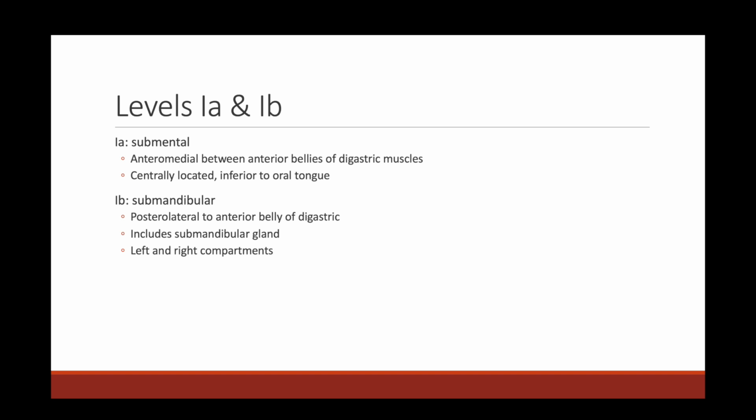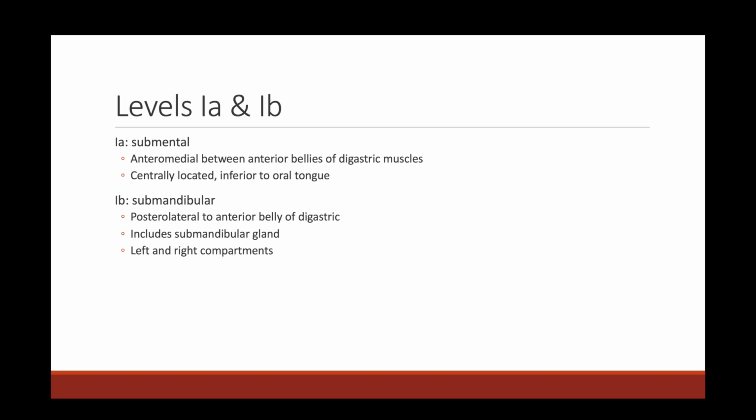Just like we said with level 5 coverage, if there is an ipsilateral level 2 node that's involved, we would cover that ipsilateral level 5. Level 1B will often be covered if there is a level 2 node as well, especially if it's a larger level 2 node. Again, it's an adjacent nodal level, and once level 2 is involved, we worry about spread to the ipsilateral level 1B as well as level 5, especially for larger tumors, like greater than 2 centimeters.